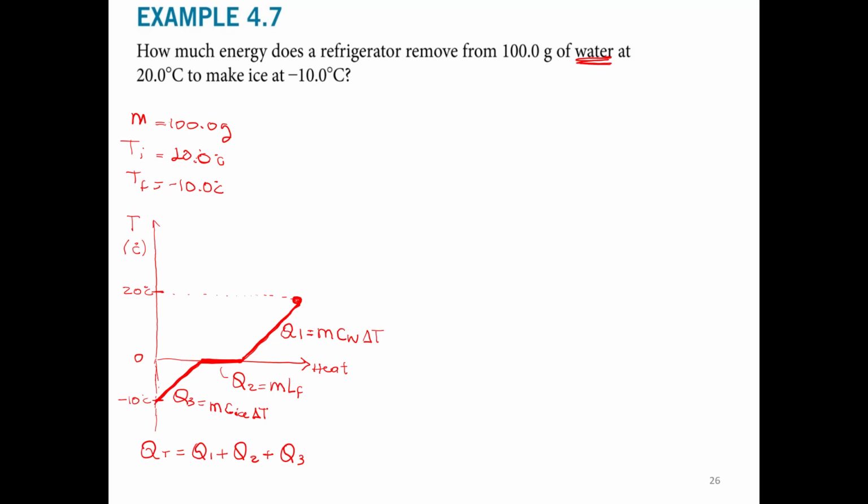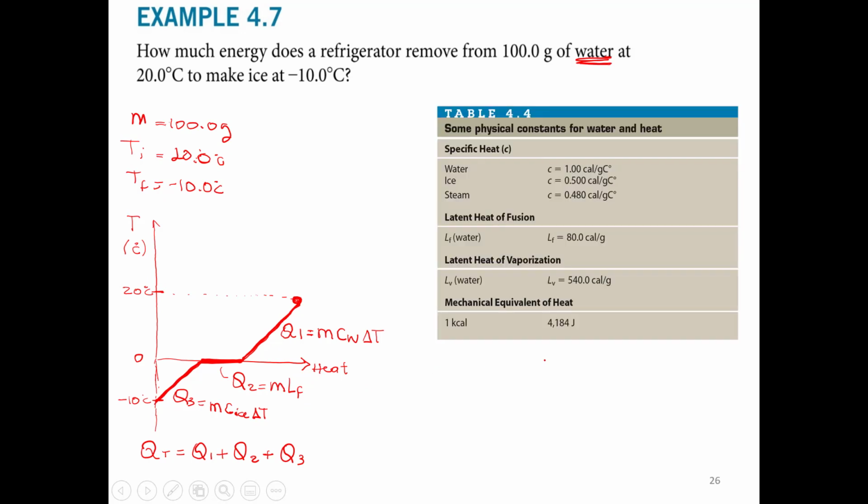What other information do we know? We need to know the specific heat of water. We know it is 1. The ice is 0.5, and the latent heat of fusion is 80 calories per gram. And you will have this in the equation sheet, also it is in the book in table 4.4. And let's write these values here to know we need that information. This is 1 point.